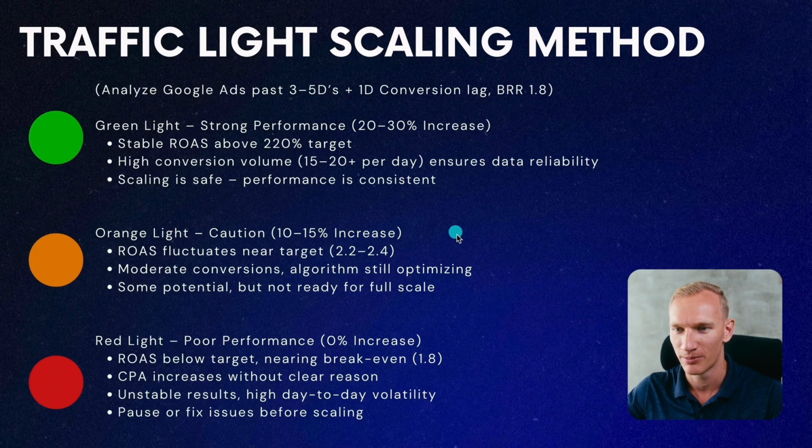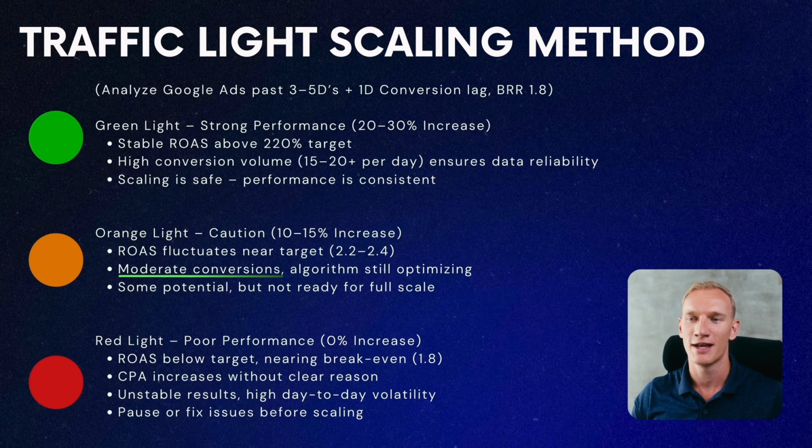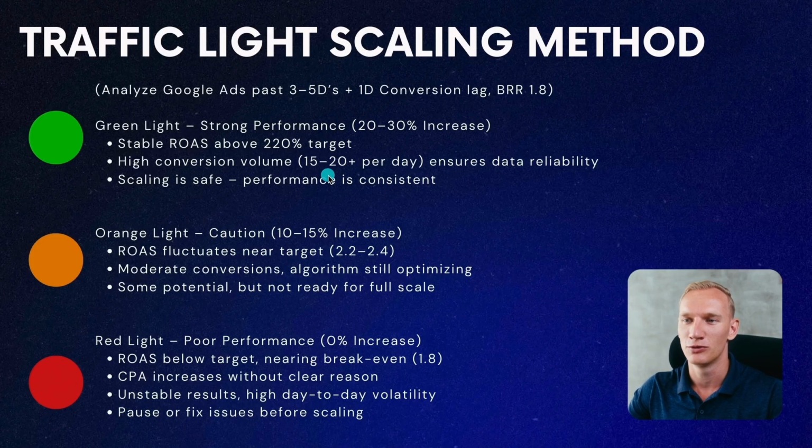We consider here that we have moderate conversions, less than 15 conversions on this campaign per day, so there's less reliable data to work with as well. And the algorithm in the orange state is still optimizing according to this data, so we cannot pull the trigger and increase the ad spend too aggressively. But of course, Google likes to make money, so they like it if you increase the ad spend just a little bit, so they have a little more money to work with on a day-to-day basis. Let's say you have between 5 to 15 conversions per day in this orange zone.